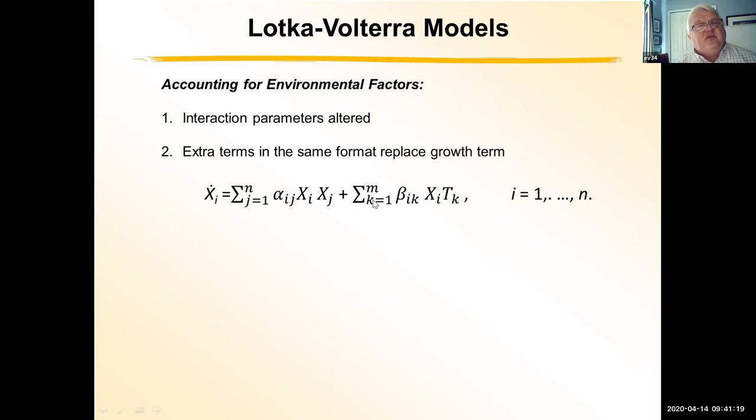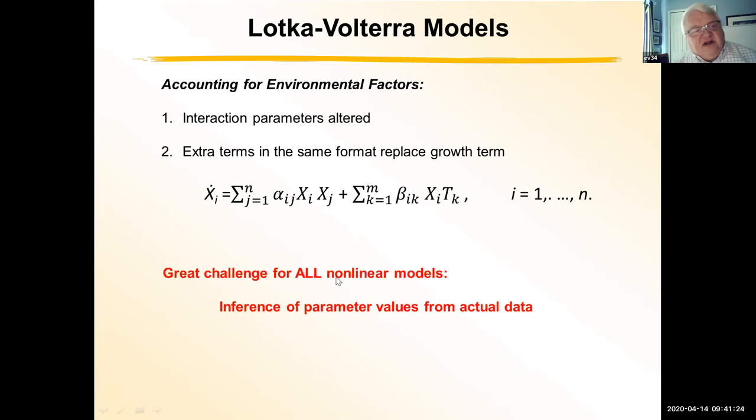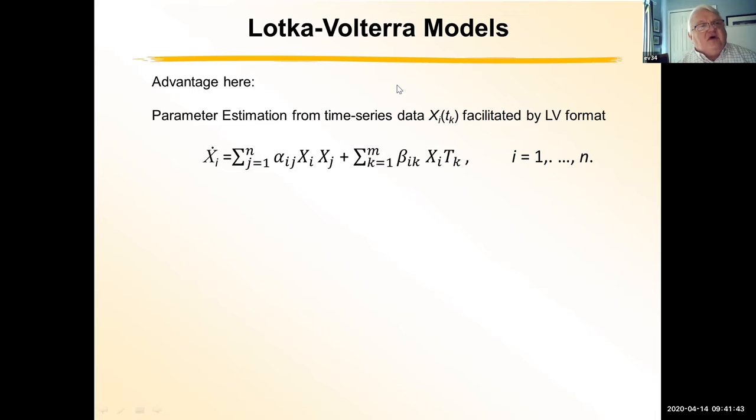environmental terms. Now, the great challenge for everybody who is using nonlinear models is the inference of parameter values. Because we have this model, we can write that down immediately, but the question is, what are the alpha ijs, and what are the beta iks? Now, the advantage here of using this Lotka-Volterra model is the following. So here's our equation again, and we want to estimate these alphas and these betas. And how can we do that?